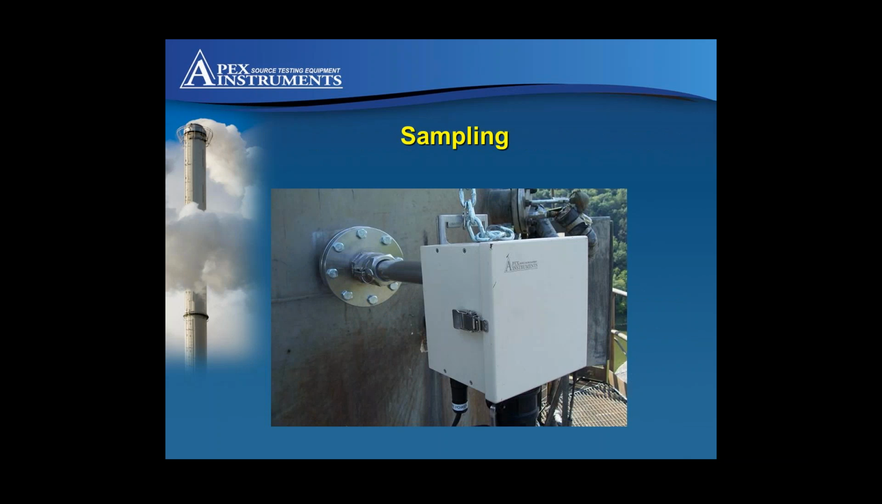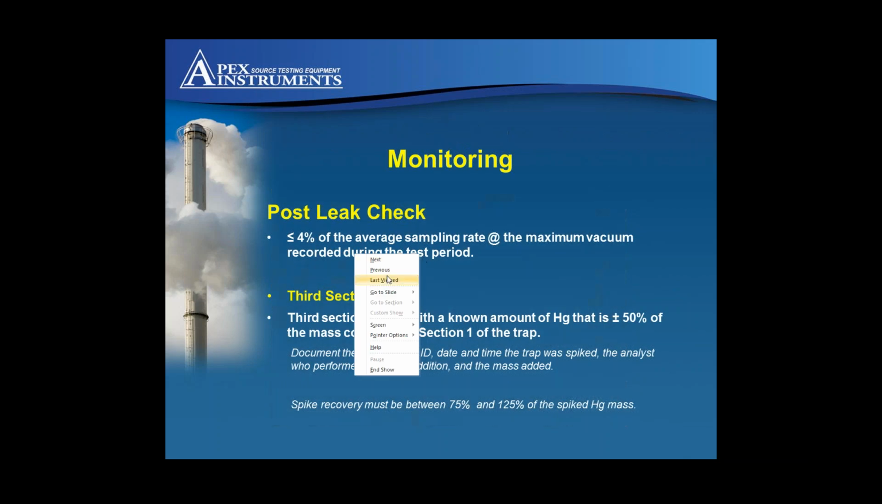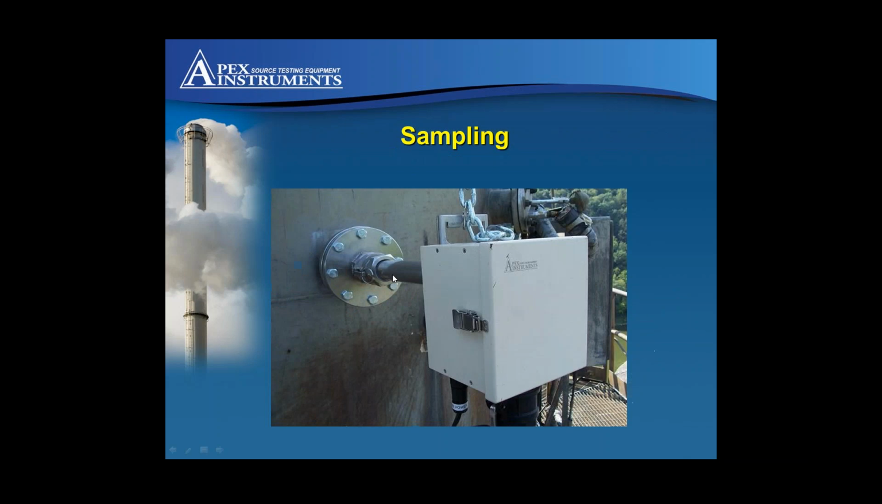When we look at the device, the sample probe goes into the stack, typically through a 4-inch or a 6-inch flange with a cam lock to enable quick and easy removal of the probe and quick and easy changing of the traps at the end of the test. And then we have this junction box at the end with the interface with the umbilical.